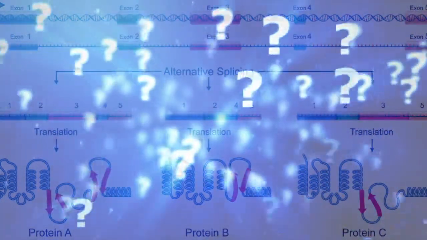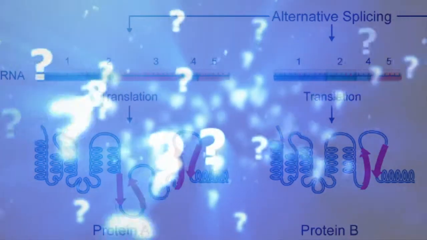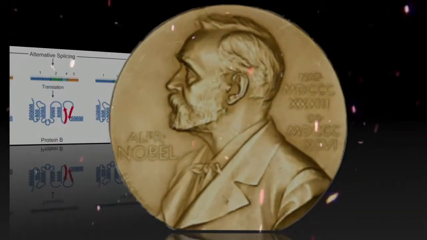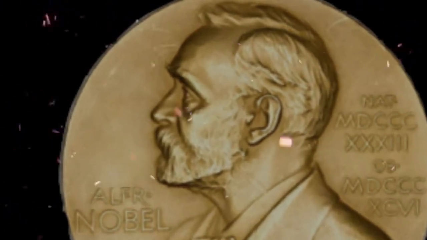However, we don't know what decides how or where a pre-mRNA is spliced, but according to Ms. Rankin, if you do, you will win the next Nobel Prize.